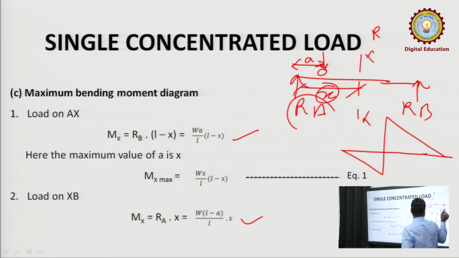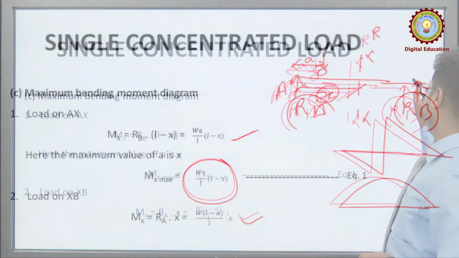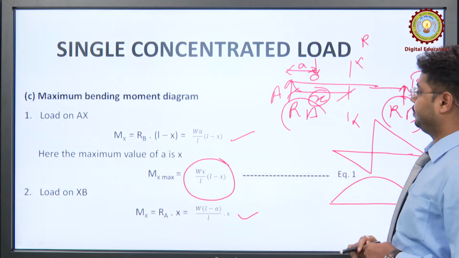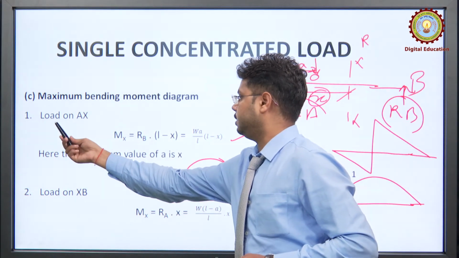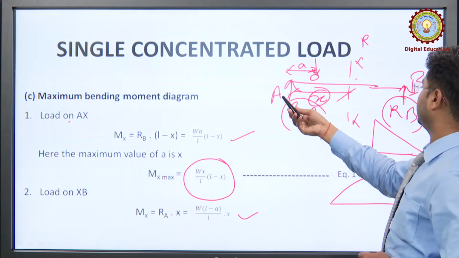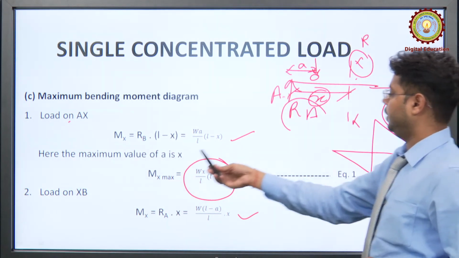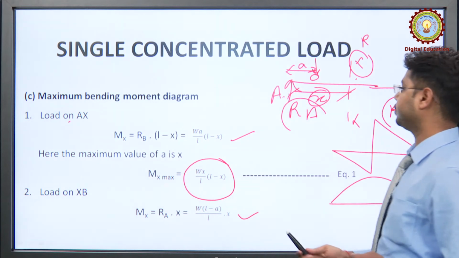Here we are going to draw for moment. As we know, the equation will come as a parabolic. When the load is on AX, for example, this is A, this is B, and when the load is on AX, what will be the equation for that?